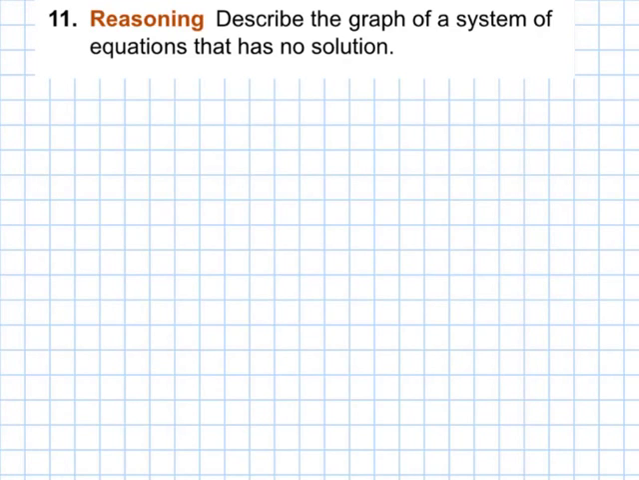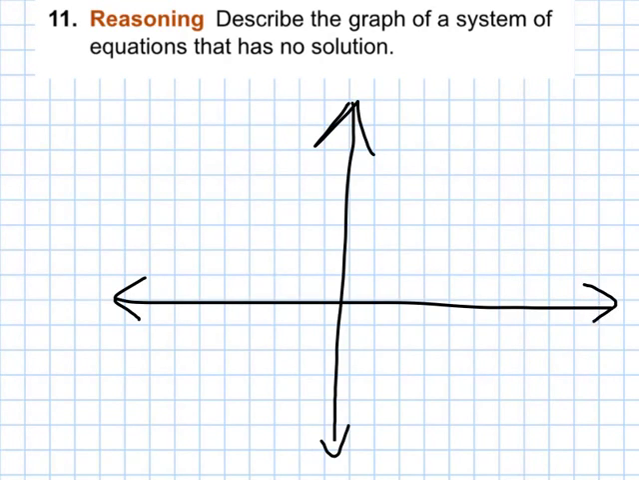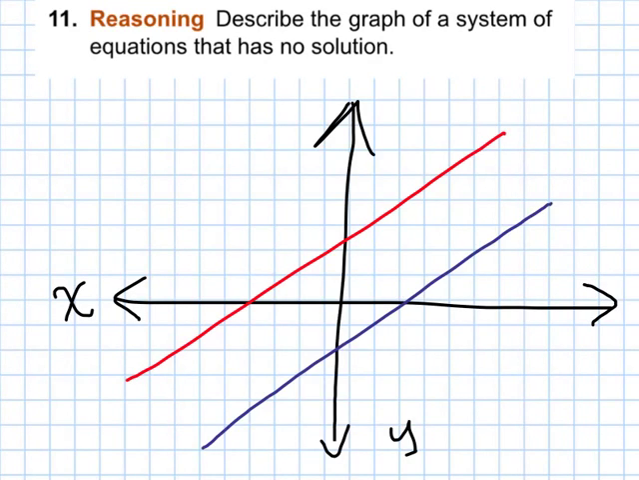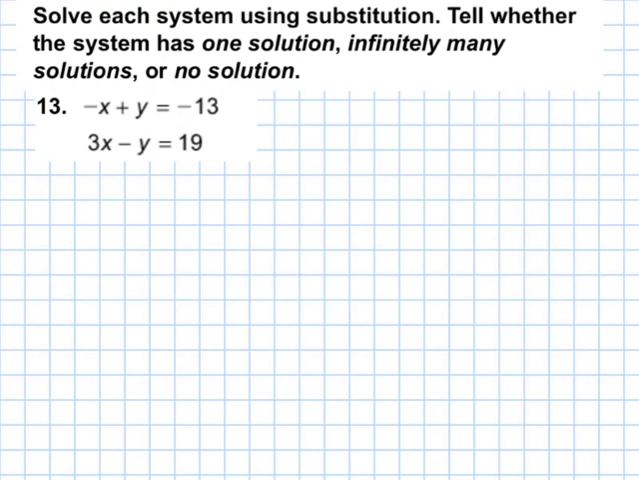Number 11, describe when there's no solution. A graph with no solution will be when two lines are parallel. When they never intersect, ever, they're parallel, that means there's no solution.